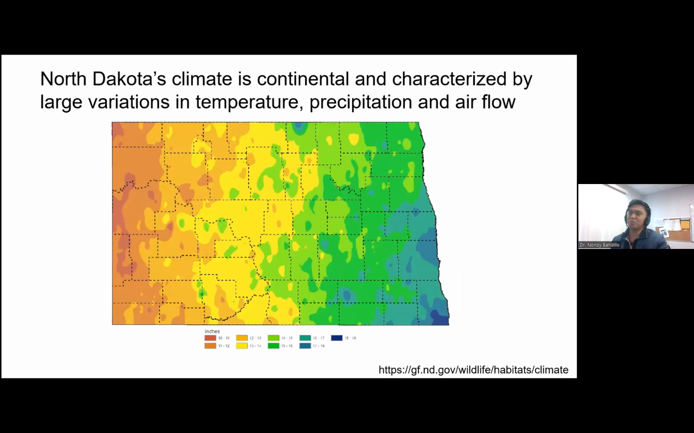All right, and in North Dakota, I think Mala could totally relate to this. In North Dakota, the climate is continental and it's characterized by large variation in temperature, precipitation, and airflow. So this is based on the amount of precipitation we got in the past 20 years. And you can see that the east side is receiving more moisture. The west side is a little bit dry. And in the middle, of course, the gradient is different. So the amount of rainfall is increasing from west to east. So I feel like this is one environment, this is another different environment, and this could be another different environment. So maybe 3 mega environments, if you will.